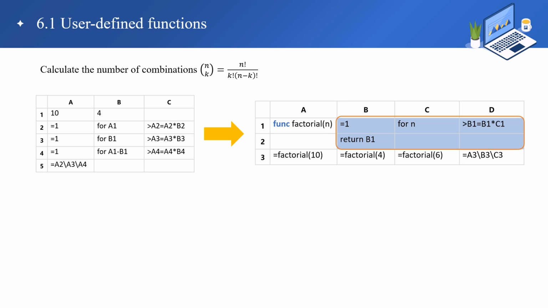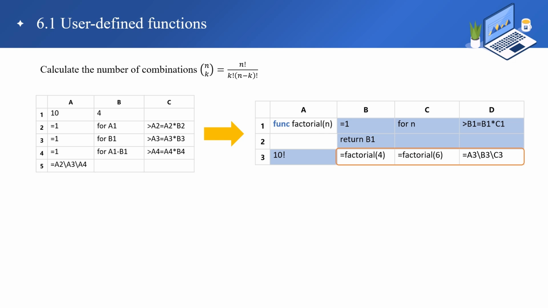Then the return statement of cell B2 returns the value of B1. At this time, the program will jump back to the place where the function was called, that is, A3, and has already got the return value, the factorial of 10, so the cell value of A3 is the factorial of 10. That is to say, the user-defined function A1 will calculate the factorial value of its parameter and return it. Similarly, B3 will calculate the factorial of 4, C3 will calculate the factorial of 6, and finally, the number of combinations is calculated in D3.